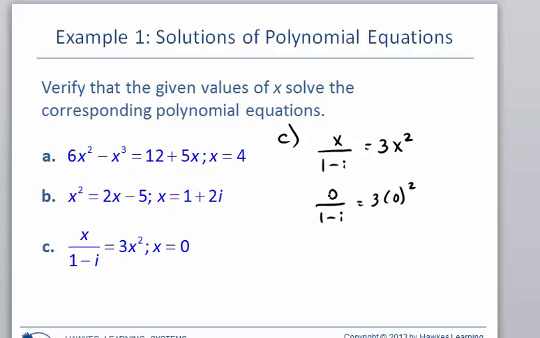So on the left, I get 0 over 1 minus i. And we know that if we have a fraction with a 0 in the top, it doesn't really matter what's in the bottom, that fraction is going to become 0. And over here, we're going to have 3 times 0 squared, which is also going to be 0. And so again, we're getting a true statement, which means that x is equal to 0 is a solution.